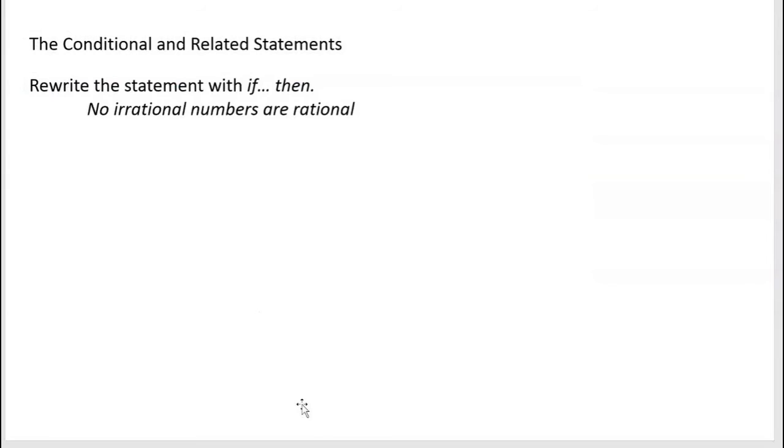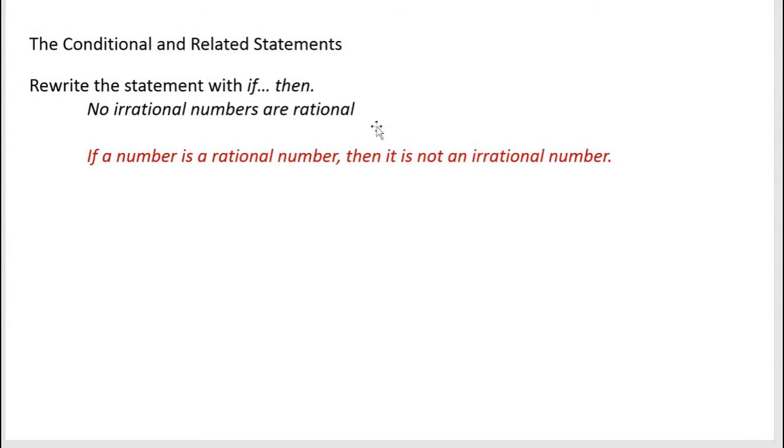No irrational numbers are rational. Now, the struggle really with this one is deciding if it's an irrational number, then it's not rational, or if it's a rational number, then it's not irrational. Now, the real if in this particular case is if it's rational. I know that's hard to see, and I think these are a struggle, without a doubt. I do understand if you have an issue with these, but no irrational numbers are rational. So the setup is, if you're a rational number, then you are not an irrational number. If a number is a rational number, then it is not an irrational number.